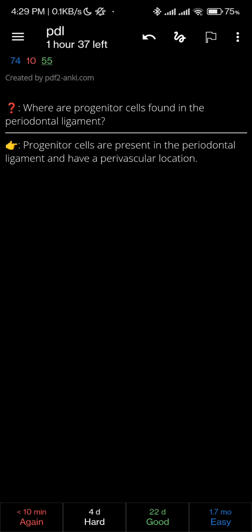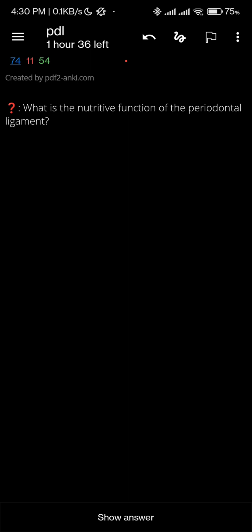So what are progenitor cells? Where are progenitor cells found in the periodontal ligament? Progenitor cells are present in the periodontal ligament and have a perivascular location.